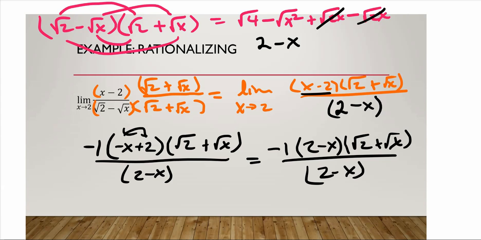Do you see it now? Do you see how that hole is going to disappear? This guy and this guy reduces to a 1. And 1 times anything is anything.